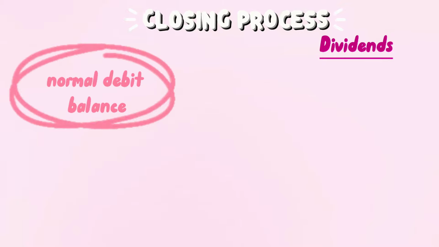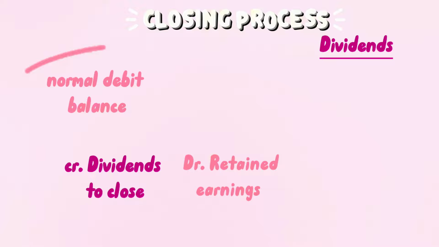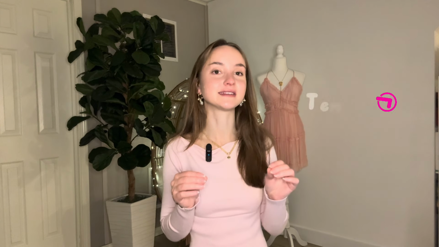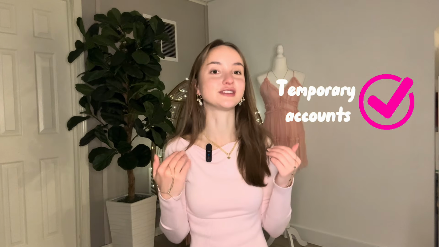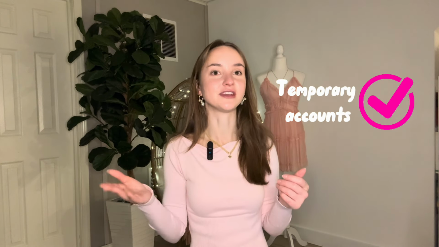Last bit in closing our temporary accounts, and this is only valid if you choose to pay out dividends to your shareholders. Dividends have a normal debit balance, so they will be credited to close the account, and our retained earnings will be debited to show that payout to our shareholders. This process only applies to temporary accounts. You do not apply this to your permanent accounts. Like, you wouldn't want to cancel out your cash account at the end of each accounting period.